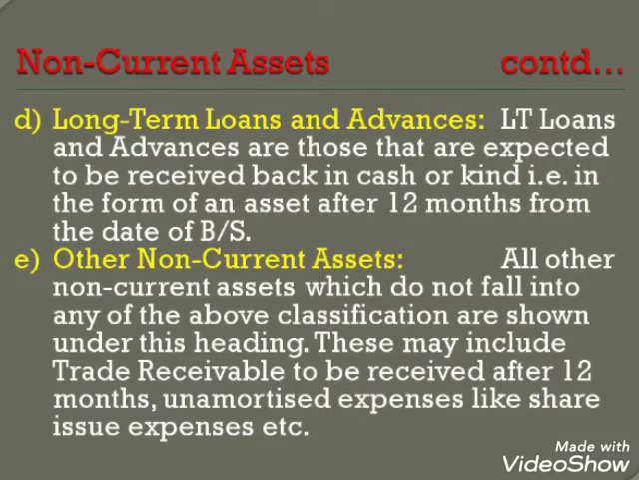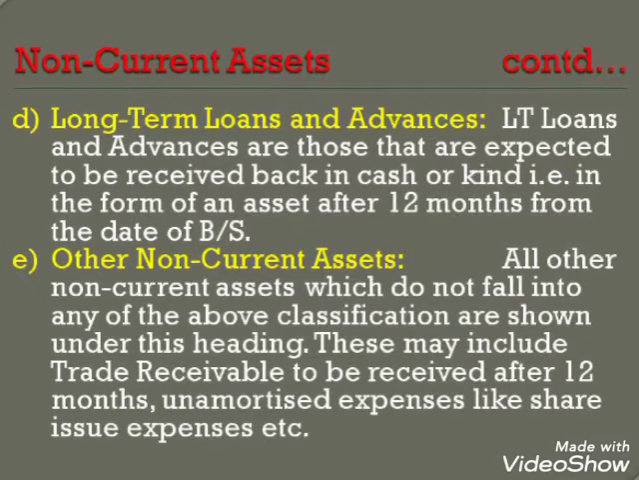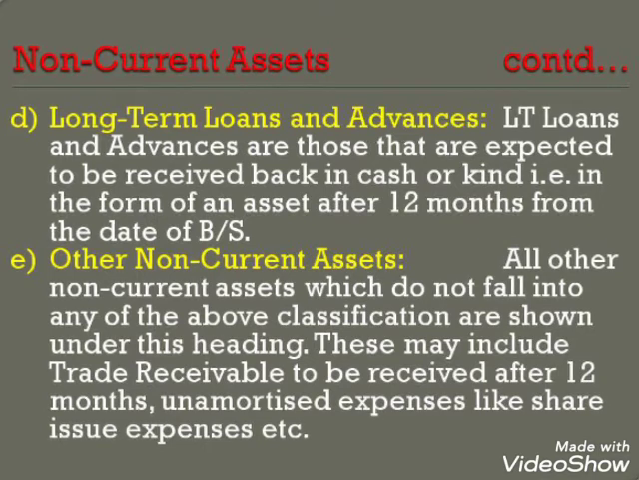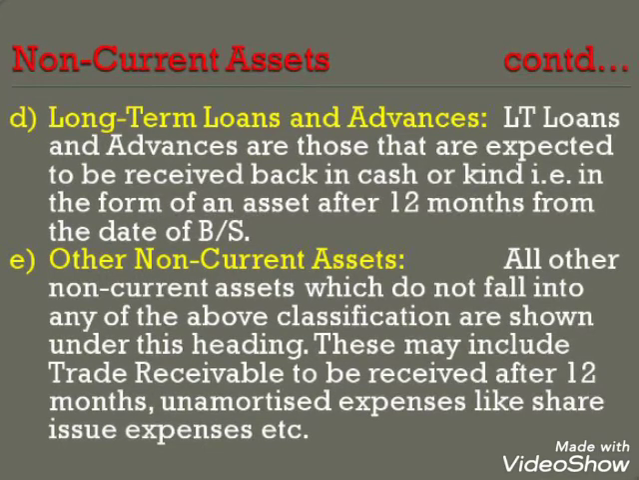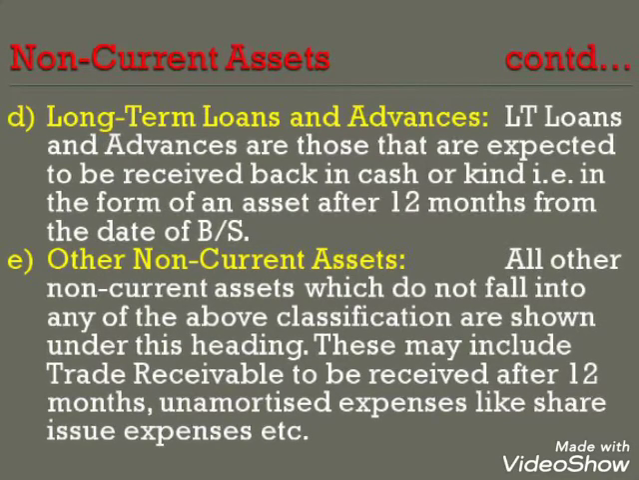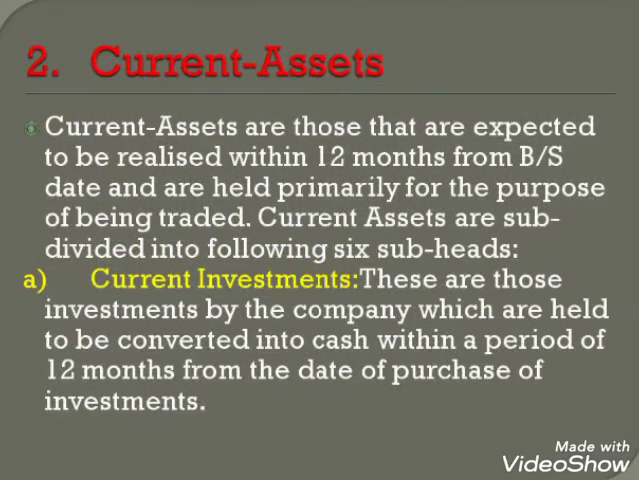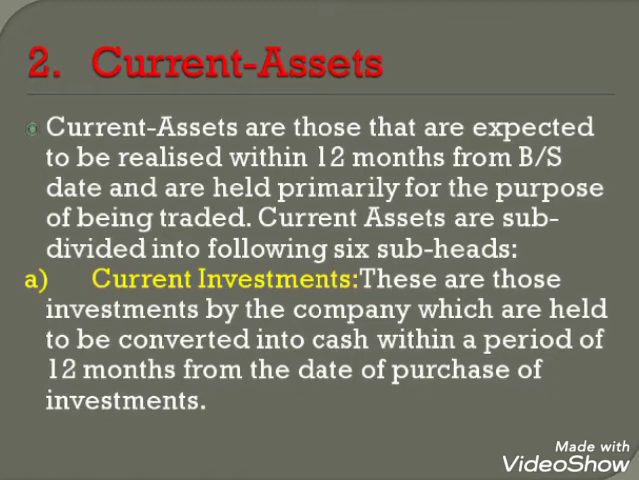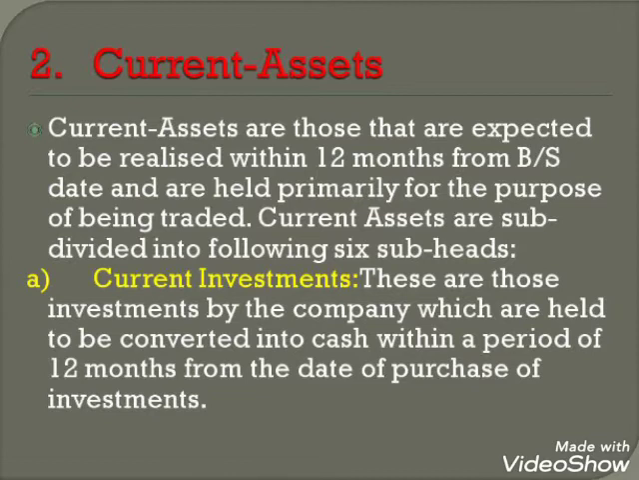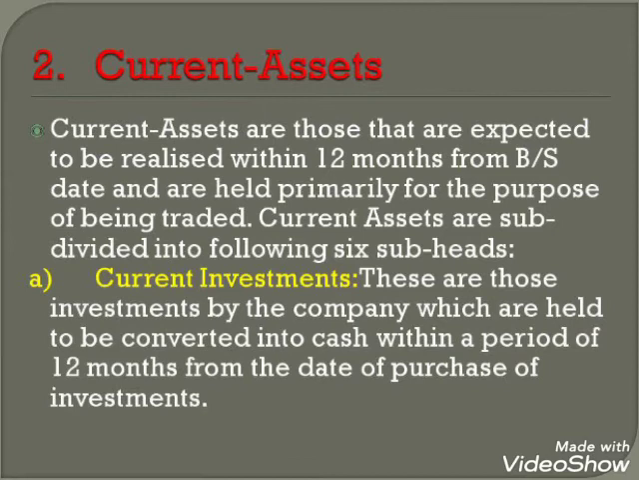Fifth, other non-current assets. All other non-current assets which do not fall into any of the above classification are shown under the heading. These may include trade receivables to be received after 12 months, unamortized expenses like share issue expenses, etc. Second major head is current assets. Current assets are those that are expected to be realized within 12 months from balance sheet date and are held primarily for the purpose of being traded.